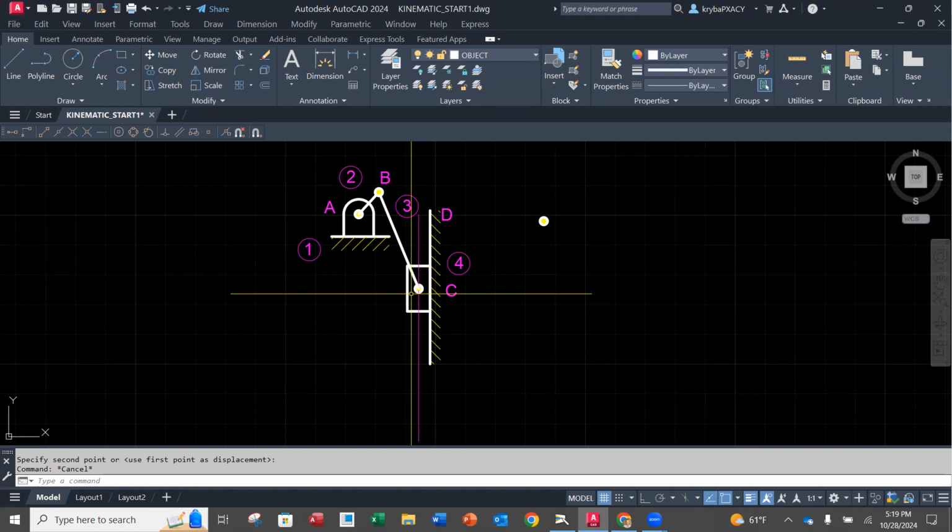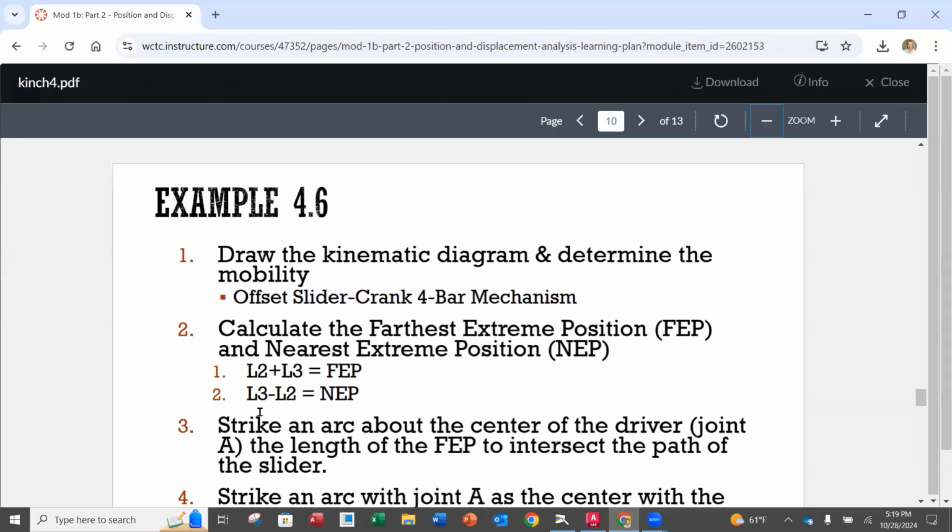So link number 1 is the frame. Number 2 is the crank or the input. Number 3 is going to be our connecting rod. And number 4 is going to be our output. In this case, it's a slider. Okay. So whenever we refer to any of the links, 2 is going to be the crank, 3 is going to be our connecting rod. So that's what they're referring to with these links. Okay. So it's no longer arbitrary anymore. It's going to be 1, 2, 3, and 4, as we had talked about.